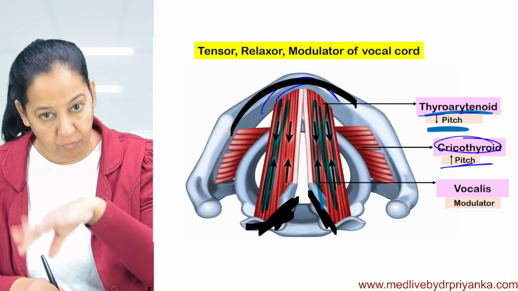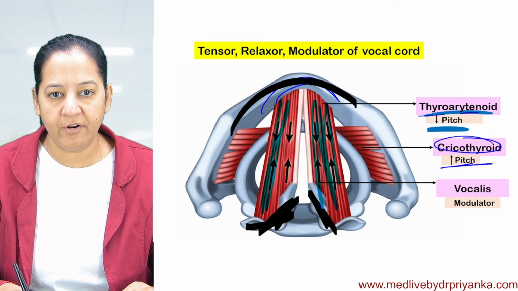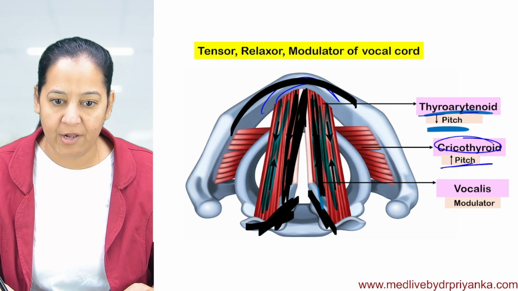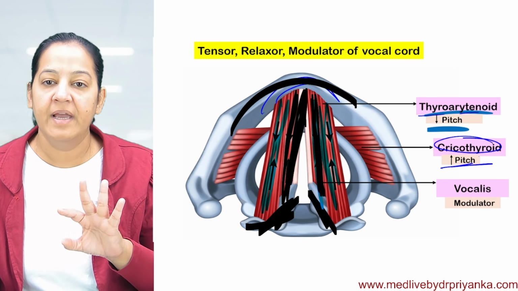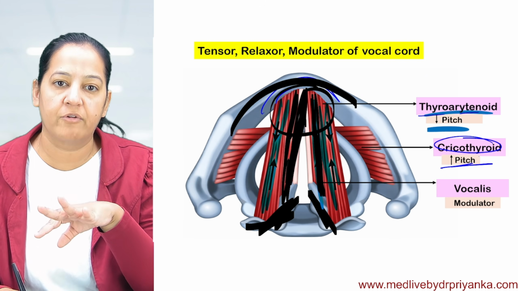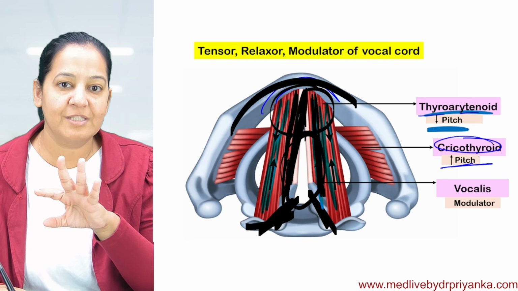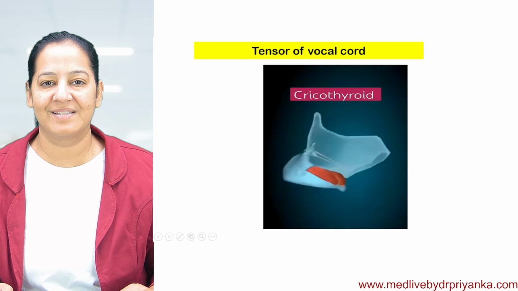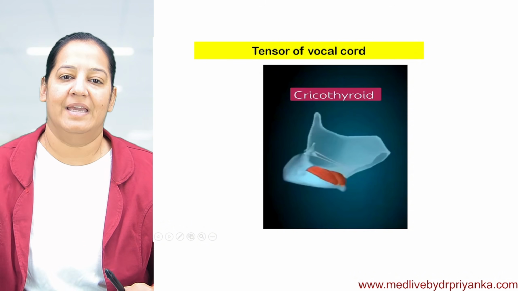Thyroarytenoid, but the lower portion of thyroarytenoid. Can you see the lower portion? The lower portion of the same thyroarytenoid acts as a modulator. It can increase as well as decrease. The anterior 1/3 is attached to the vocal cord, so it increases the pitch. The posterior 1/3 of this muscle is not attached to the vocal cord, so it decreases the pitch. It is known as vocalis. Vocalis is the modulator. Okay, I will show you the videos.